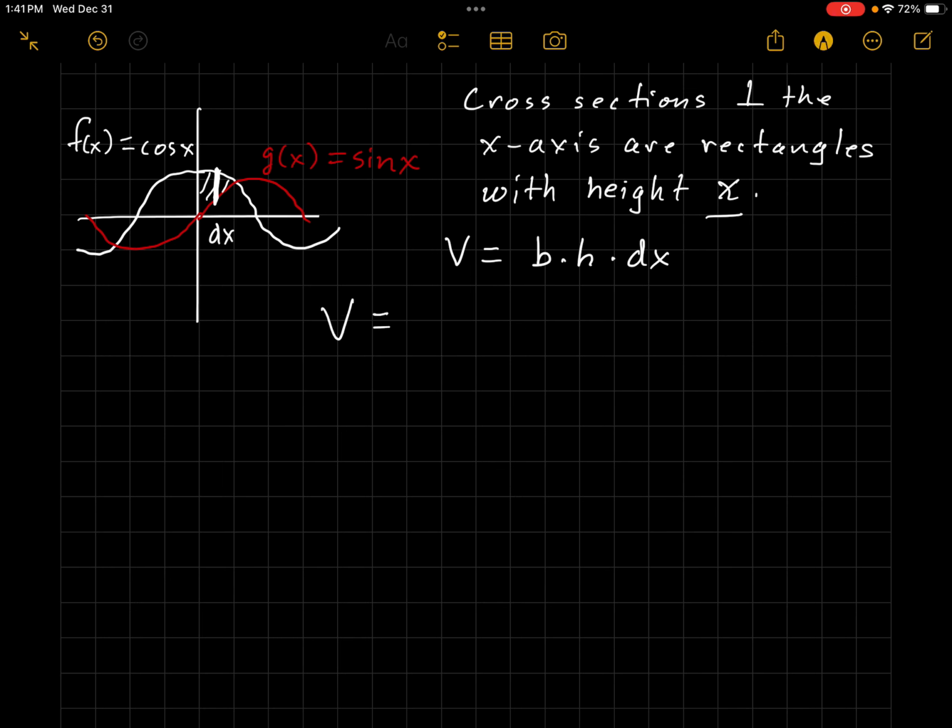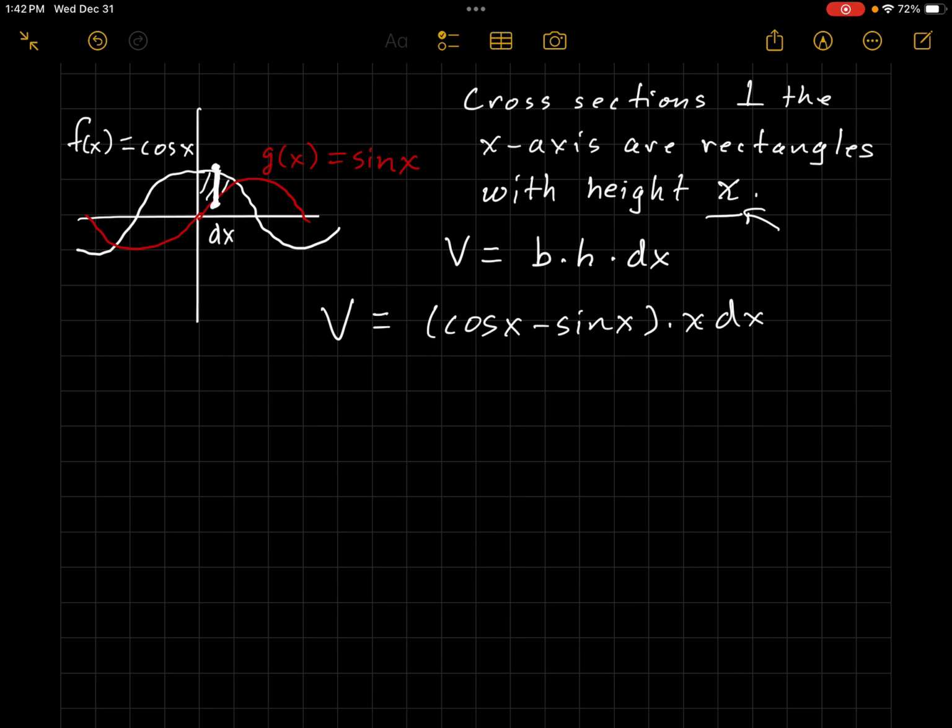So let's take a look at each of these pieces. The base is going to be this length from top to bottom. That is cosine of x minus sine of x. The height is x because I say so, right here. And then the width is dx. So that's the volume of one cross section.